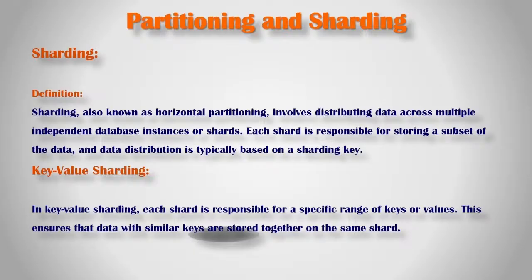Sharding. Definition. Sharding, also known as horizontal partitioning, involves distributing data across multiple independent database instances or shards. Each shard is responsible for storing a subset of the data, and data distribution is typically based on a sharding key. Key value sharding. In key value sharding, each shard is responsible for a range of keys or values. This ensures that data with similar keys are stored together.